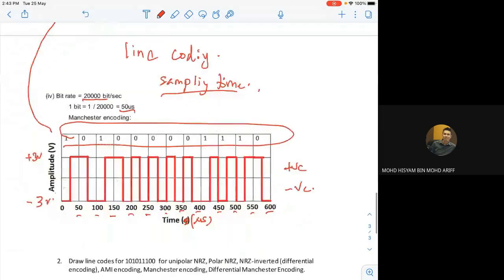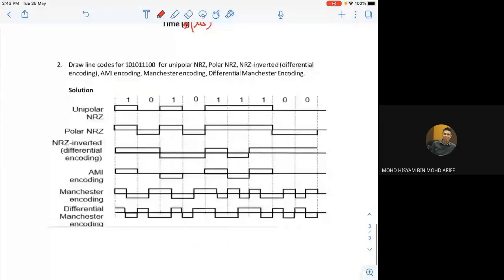Now this is question number 2. Question number 2 will come in your next quiz, something like this. Draw the line codes for 1010, for example. You can change it, 111001, no problem. Something like that, you draw similar to this.